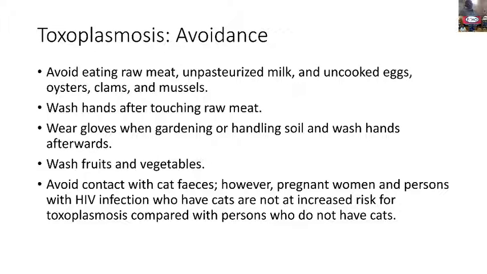Wash your hands, especially after touching raw meat. Wear gloves when gardening and handling soil, and wash hands thereafter. Wash fruits and vegetables before consumption. Avoid contact with cat feces. But they found that pregnant women and persons with HIV who have cats are not at increased risk for toxoplasmosis compared to persons who do not have cats, which is interesting.